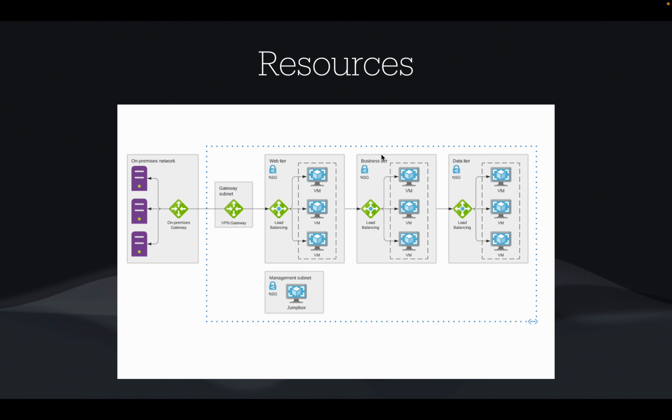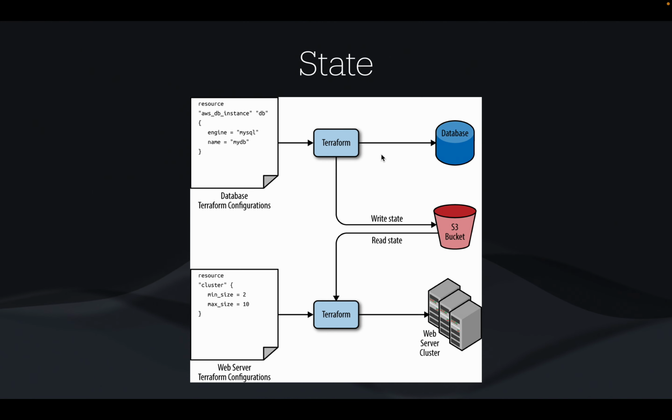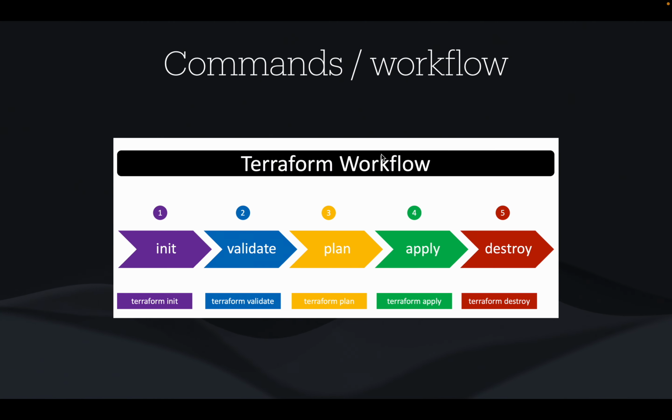Next up is resources. So resources represent the infrastructure components like servers, databases, VPCs that we define in our configuration files. This is what Terraform creates, modifies, or deletes to achieve the desired infrastructure state. Speaking of state, Terraform state is a file that keeps track of the current configuration and resource status in your infrastructure. It helps Terraform determine what changes to make during subsequent operations.